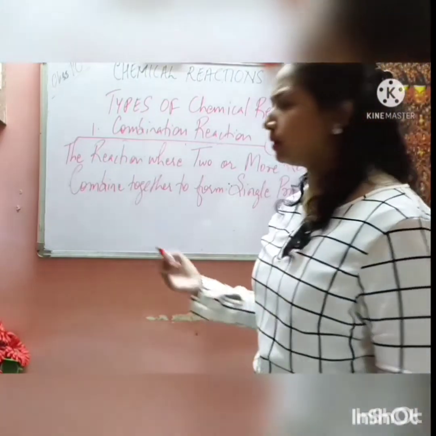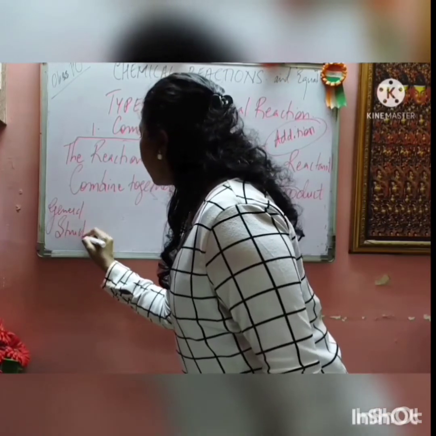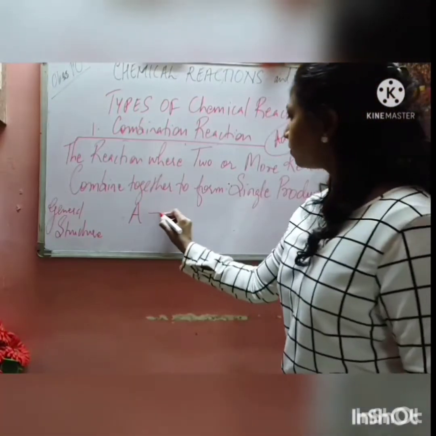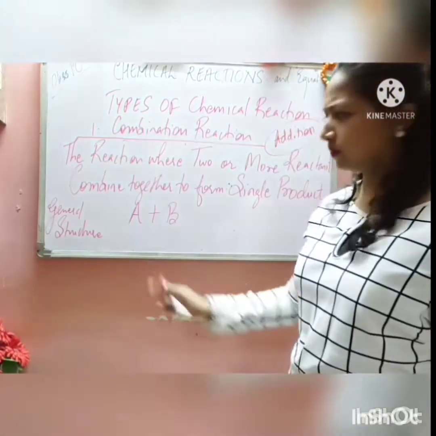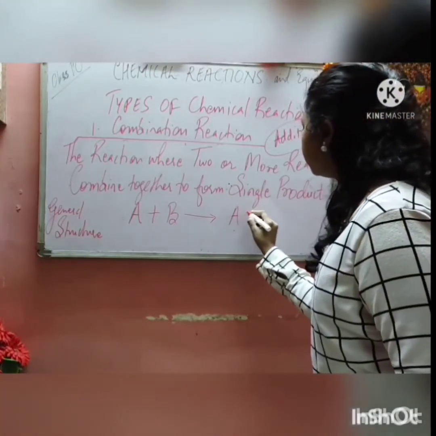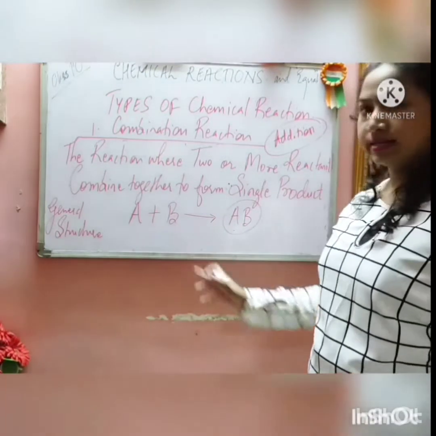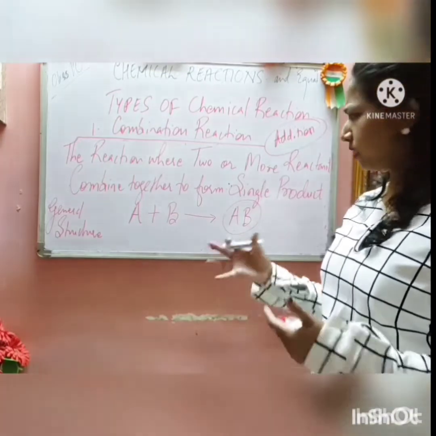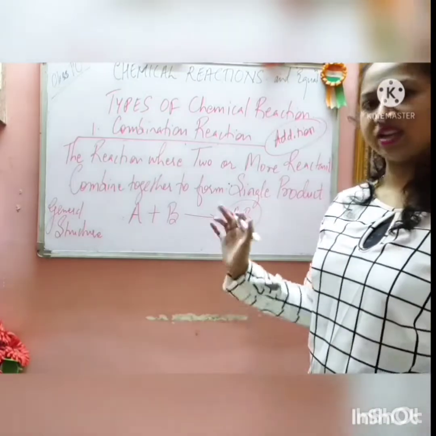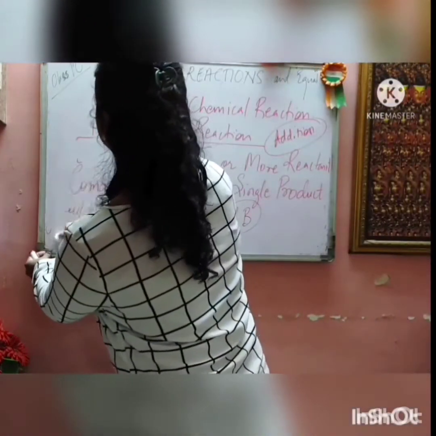How? I'll explain you with the help of example. So your general structure, I'm writing it down. How basically it is? A reactant, this is another reactant. It is combining, and you're going to get a single product. 2 or more reactants reacting, and you're going to get a single product. It's called as combination reaction. Now we'll see few examples of combination reaction.